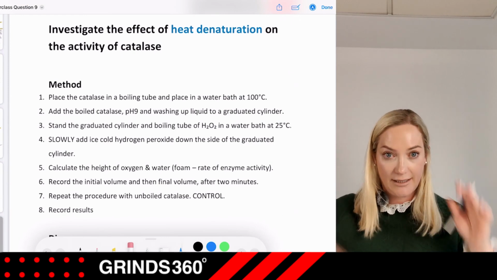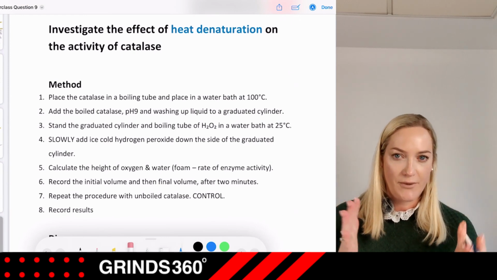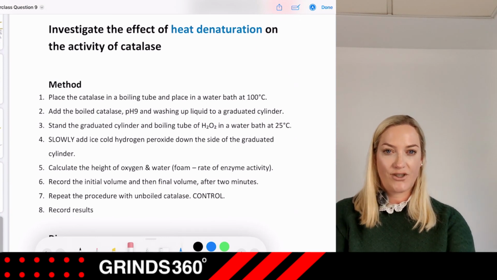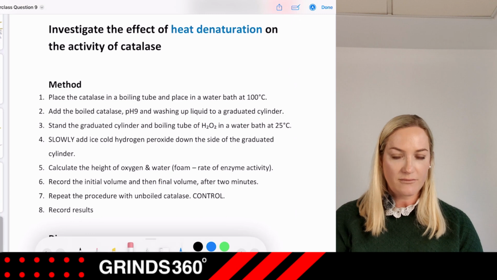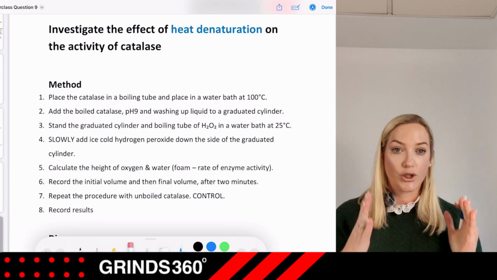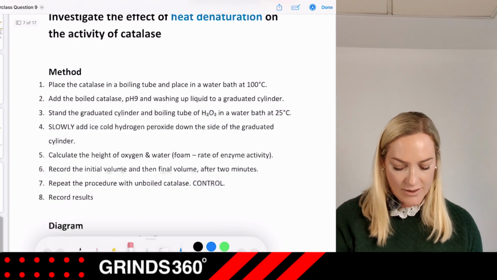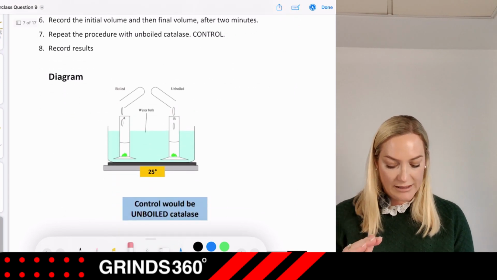Now, denatured enzyme. Highlight this, it's important. You're investigating the effect of heat denaturation on enzyme activity. In this one, your control is your unboiled catalase.